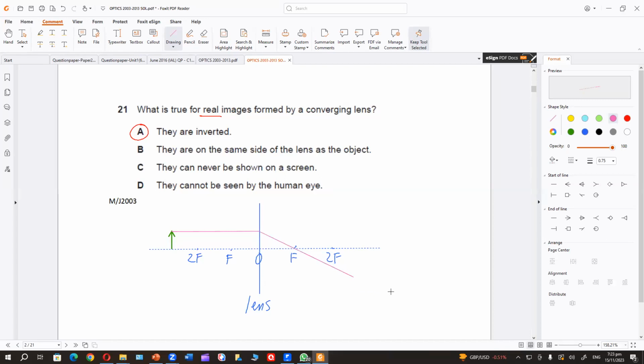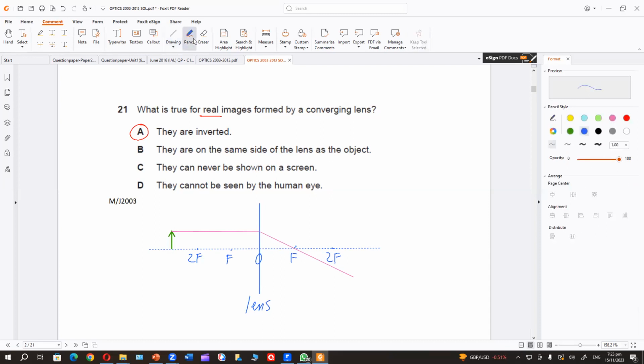Look at this. This is the first ray. Copy this ray with me.